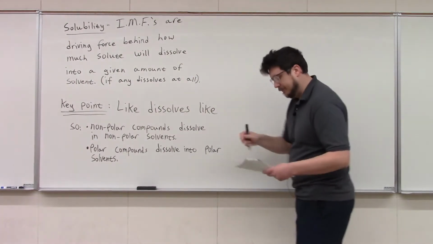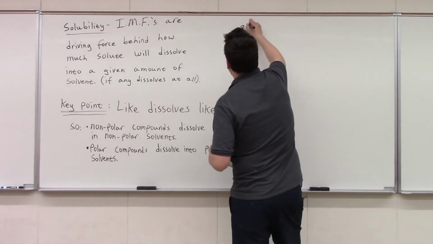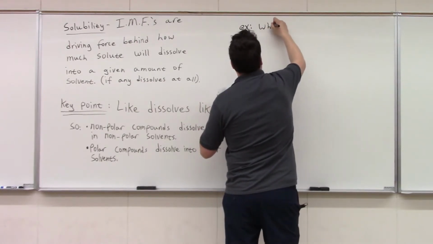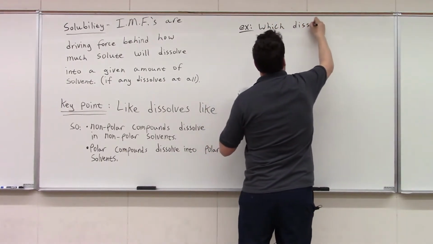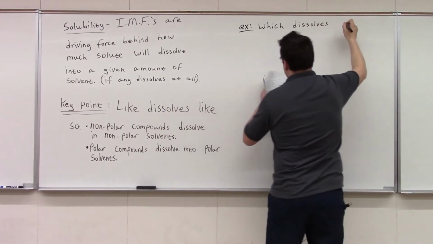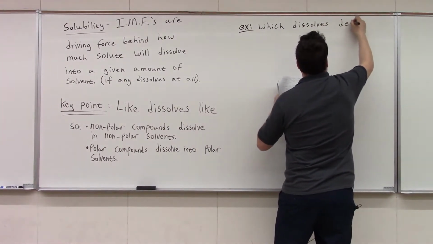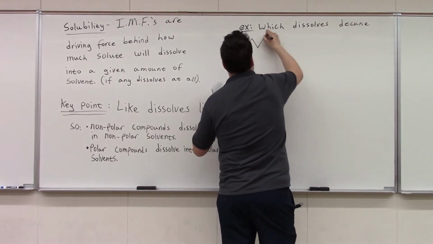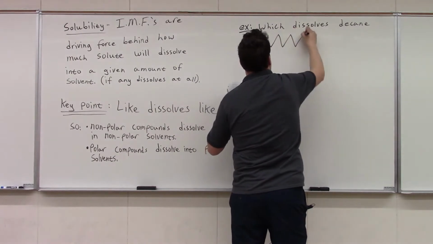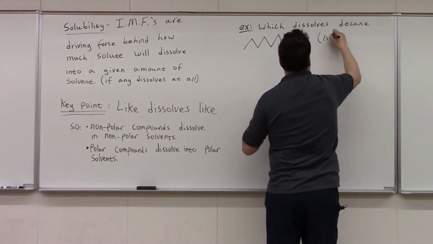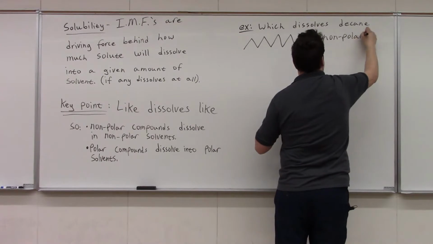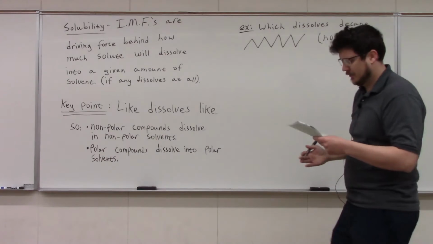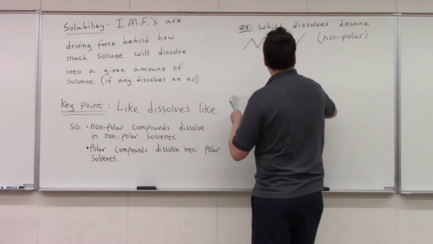And so to start out, if we do an example here, we can ask a question like, which dissolves something like decane, which is 1, 2, 3, 4, 5, 6, 7, 8, 9, 10. So this is nonpolar. It's 10 carbons long. That's right, line drawings are back. Now you know how to use them. I'm going to use them a lot. So hopefully you're familiar with those.